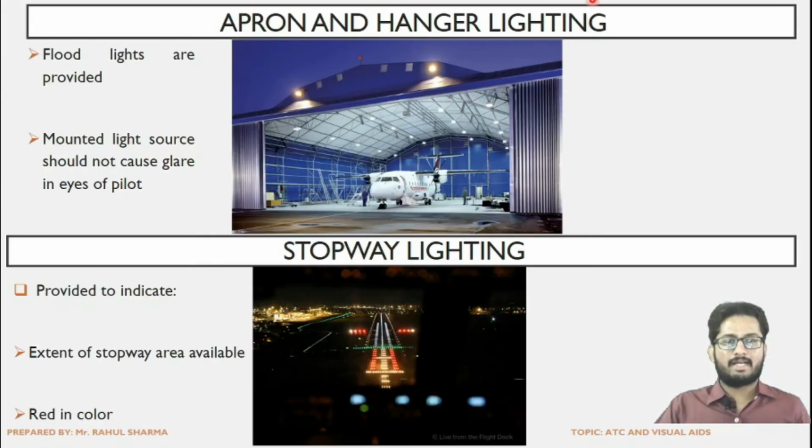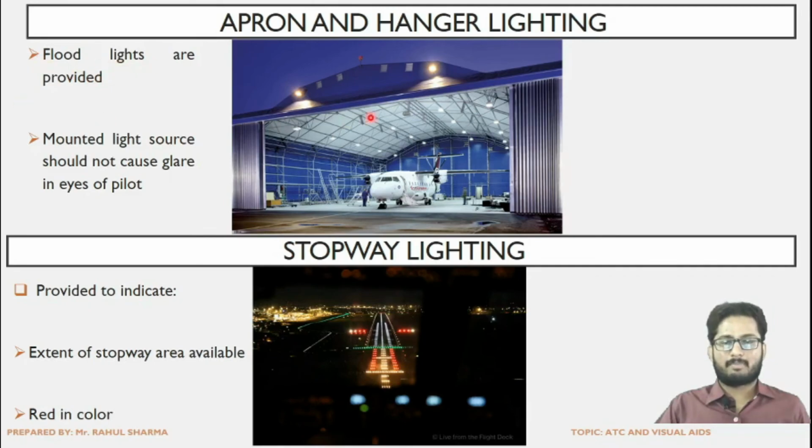Next are the apron and hanger lighting and the stopway lighting. We already know the purpose of apron and hanger. Apron we have revised again, and the hanger, the function is specifically the terminal area where the repair and maintenance work of the aircraft can be carried out.